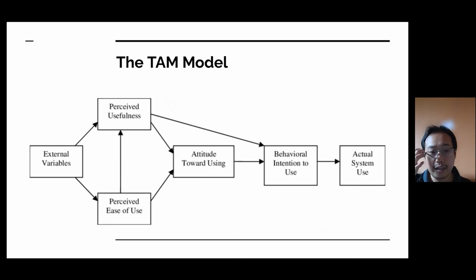So TAM basically involves looking at the perceived usefulness and perceived ease of use. So it's really the perceptions and attitudes, and then after that, the behavior, right? So there's actual system use. There's this linkage drawn, and we feel that it's a good model that should be incorporated in the design of an ARS framework.